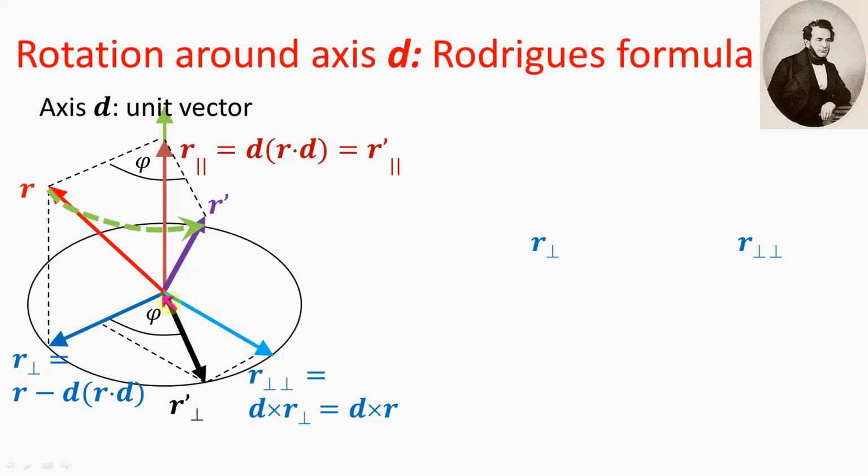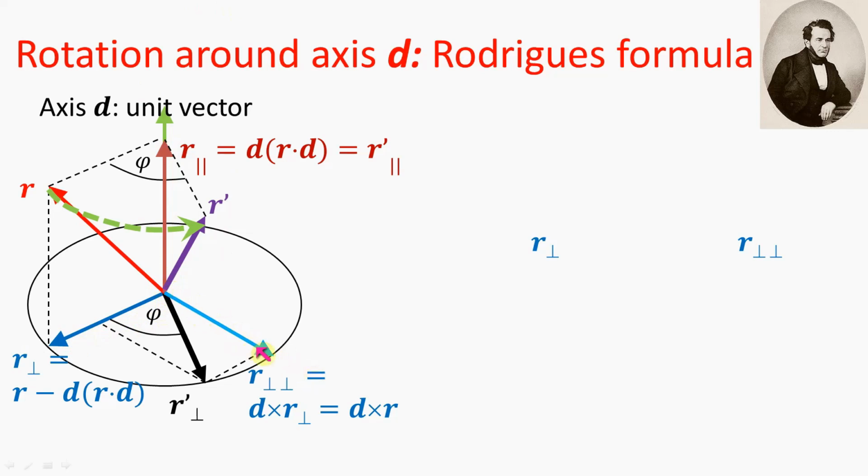This vector is perpendicular to R perp, and it is in the plane that is perpendicular to the axis. So we have two vectors, the axis and R perp, and we are looking for a vector that is perpendicular to both of them. The operation that produces a vector that is perpendicular to two other vectors is the cross product. So using the right-hand rule, D cross R perpendicular points into the direction of interest.